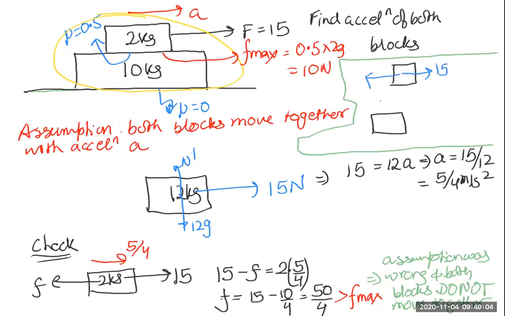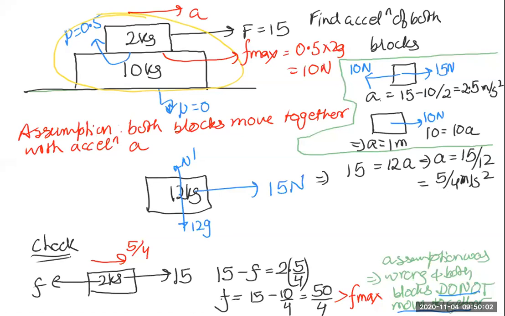And now I know that the blocks are not moving together. That means that the blocks are sliding over each other. Aapas mein slide kar rahe hain because their accelerations are different. And just like in case one, when there is motion between the two surfaces, this means that now without any question, the friction has reached its maximum value. So the acceleration of the 2 kg block is equal to 15 minus 10 divided by mass, that is equal to 2.5 meter per second square, and the acceleration of the 10 kg block, which is only due to friction, will be given by 10 = 10a, and this implies that a is equal to 1 meter per second square.